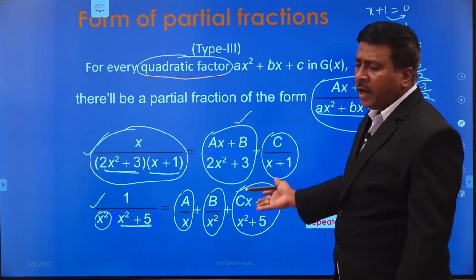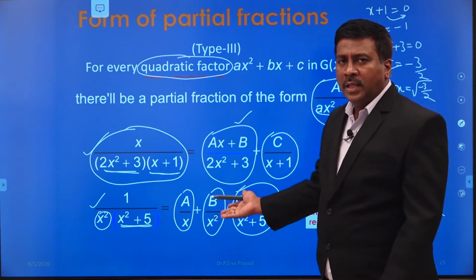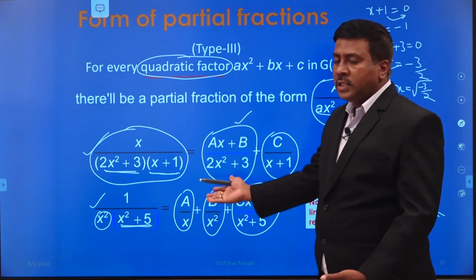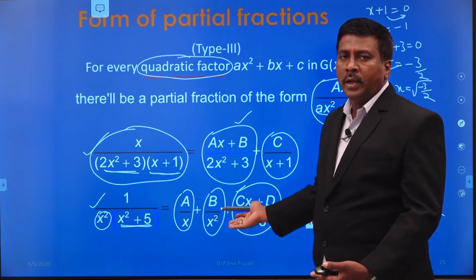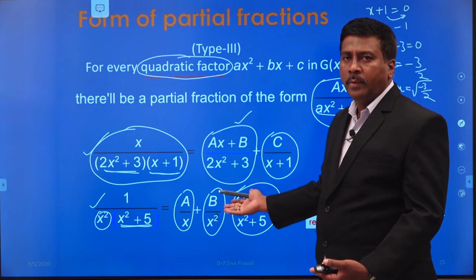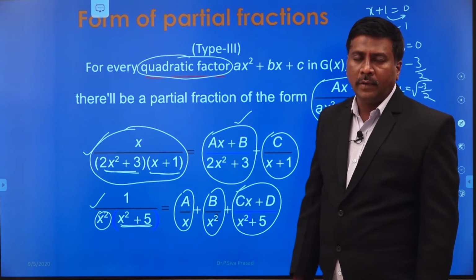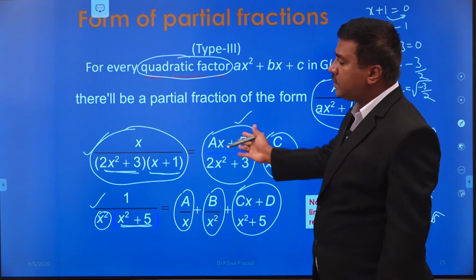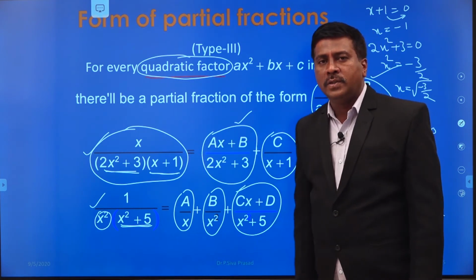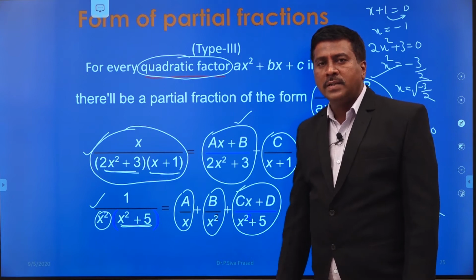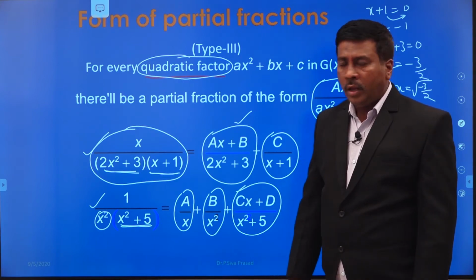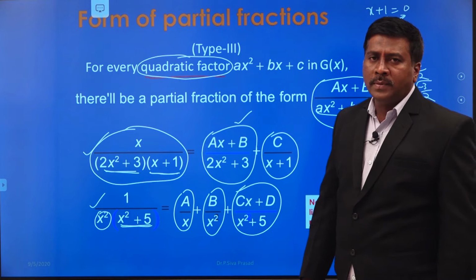And whatever the mechanism is, you have to apply this mechanism. That is, take the LCM, cancel the denominators and equate the numerators, and put in values to find the values for A, B, C. After getting those values, you have to substitute them in this place. That is the procedure while resolving into partial fractions in type 3. Okay. Now we have to do problems on this concept.